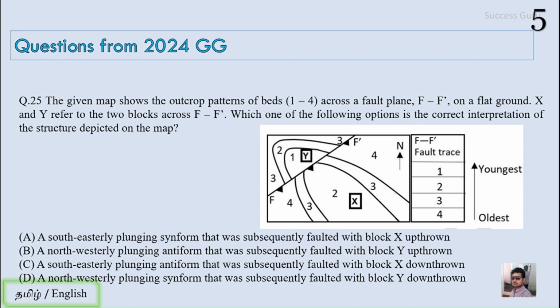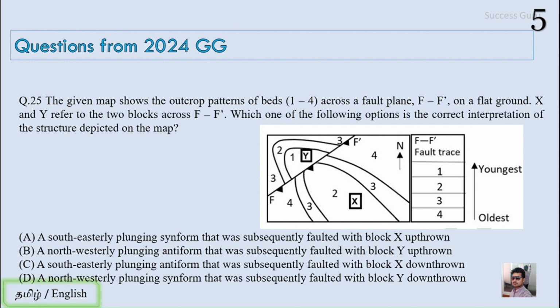Hey guys, we are continuing with our JAM previous year question solving video series, and this is probably the fifth video, and that is also from unit 3, that is structural geology and field geology unit. And you can expect this type of map question definitely there in the JAM exam, right? So we'll try to solve this question.